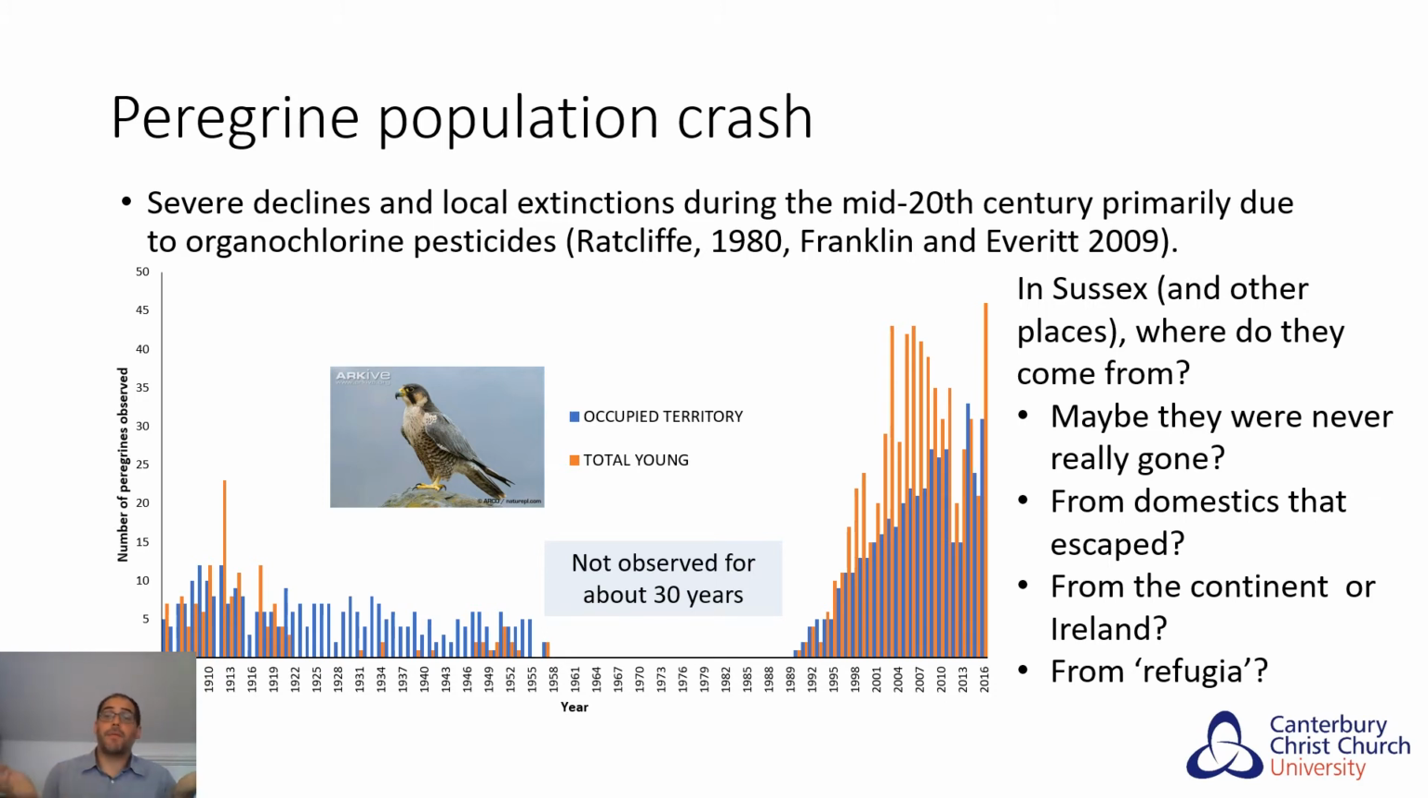They might also come from the continent. They might come just from France. It's just on the other side of the coast of Sussex. Or maybe they come from a little bit farther away. Maybe they come from Ireland, or from Wales, or from Scotland, or from Scandinavia, from what we call refugia areas where the peregrine falcons were not that affected by the organochlorine pesticides and persecution and loss of habitat.